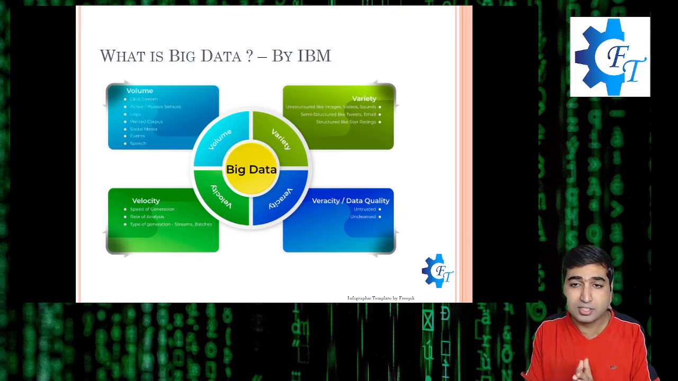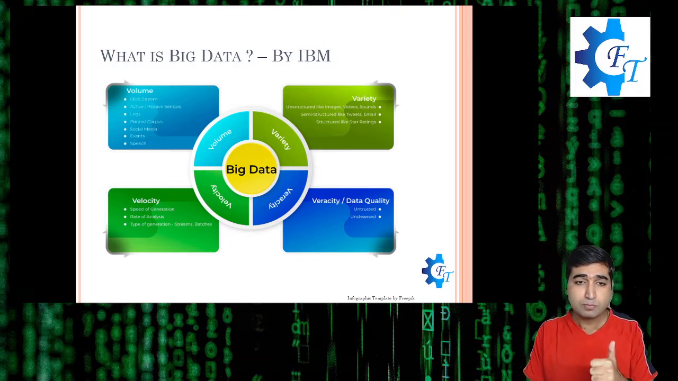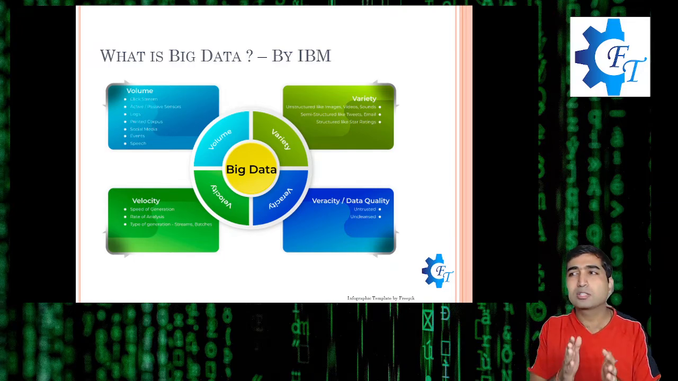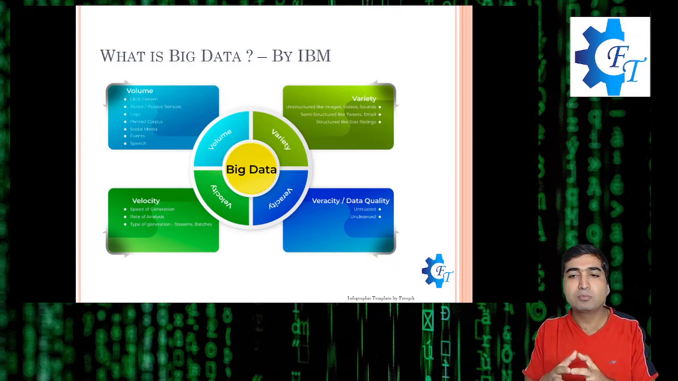Now the third part is velocity. Velocity is nothing but the speed of generation, the rate of generation, and the type of generation. As we talked about in the previous slides, we are generating a lot of data: tweets, posts, and so forth. At what rate is it generating? How many users are active at a time and how much data is being posted? It's observed that once a person reaches home, he's on his social media. At that time, the rate of generation of data is higher. So rate, speed, type of generation.